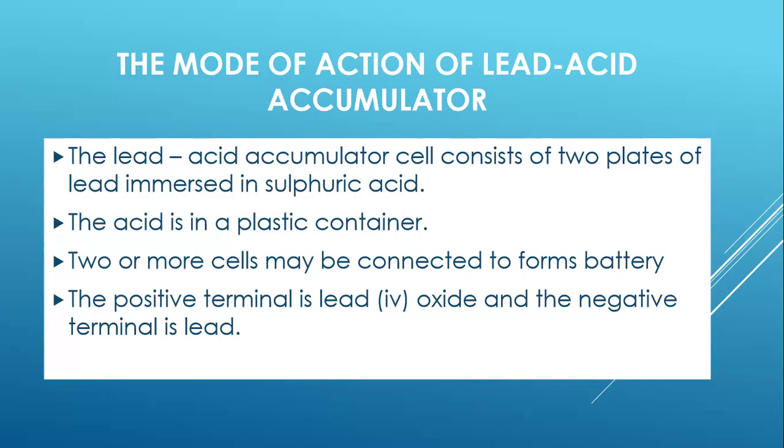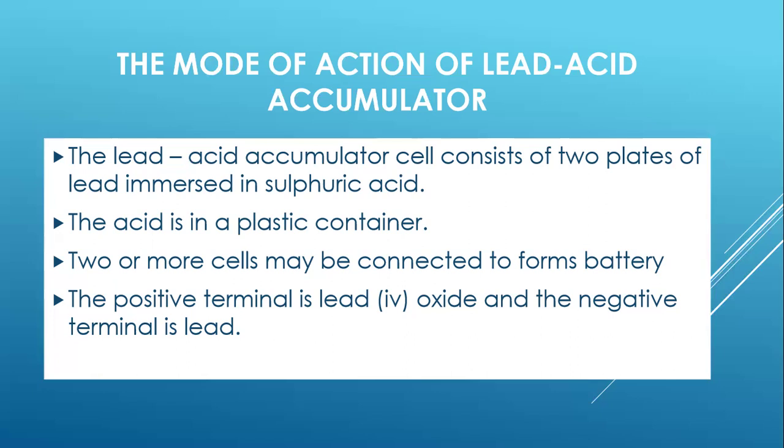The lead acid accumulator cell consists simply of two plates of lead that are immersed in sulfuric acid, whereby the acid is in a plastic container. Two or more cells can also be connected to form a battery, and the positive terminal is the lead oxide and the negative terminal is the lead. So these are just the main components, or the structure, of the lead acid accumulator.